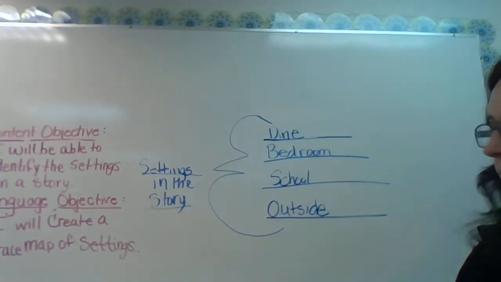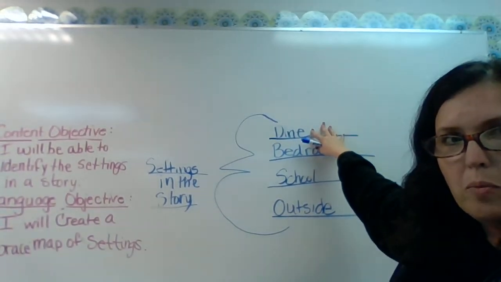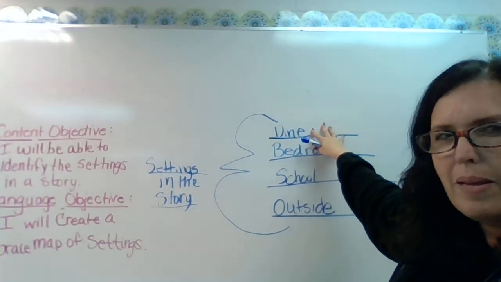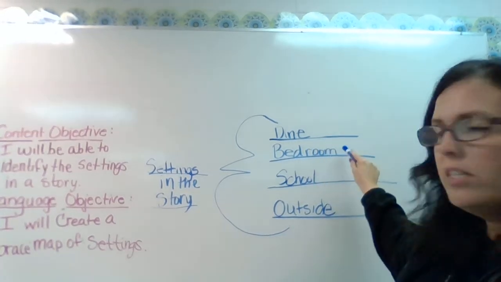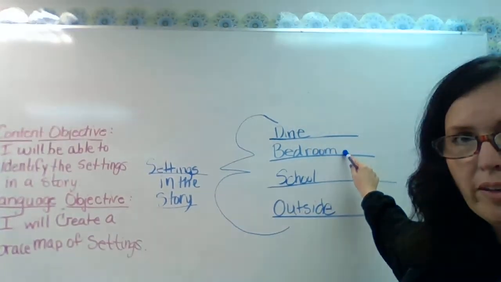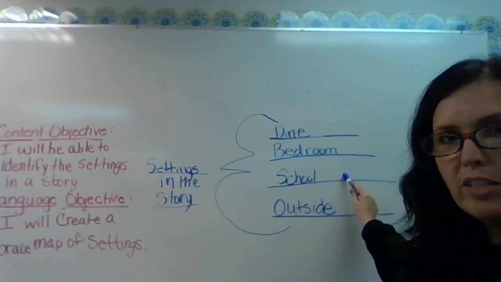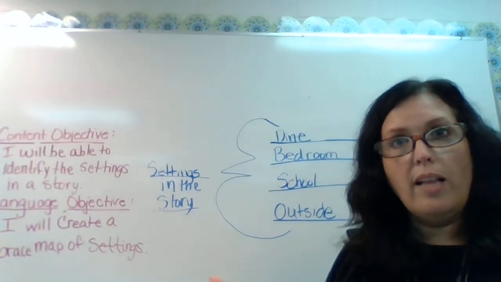So what are my settings? Where they would dine. I wasn't sure if it was quite a dining room or maybe it was in the kitchen. I couldn't know from the book, so I just put where they dine. Then she was in the bedroom checking all the cords. She was at school learning about fire safety, and she practiced their fire drill outside.